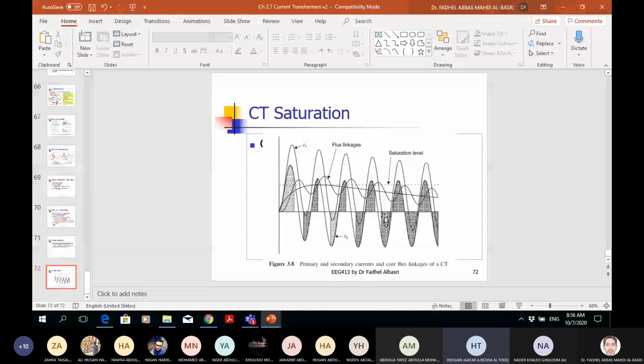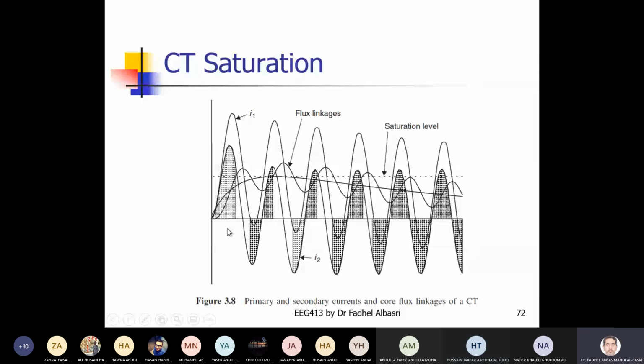No, doctor. This is just a graph that shows you. I got it from your textbook. This is the flux shape. Now, flux has this shape.